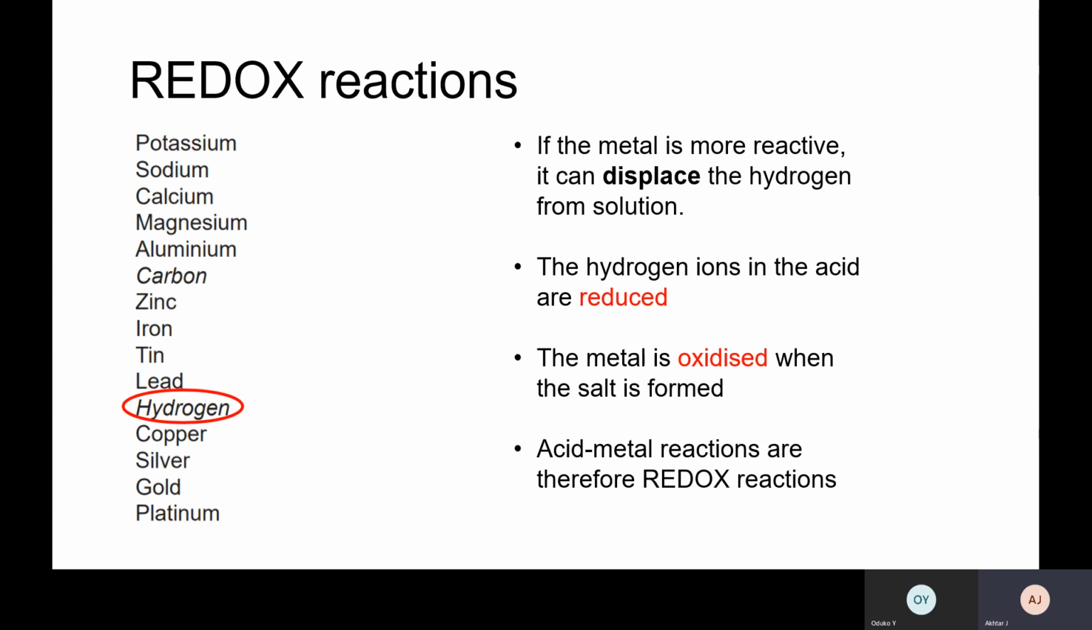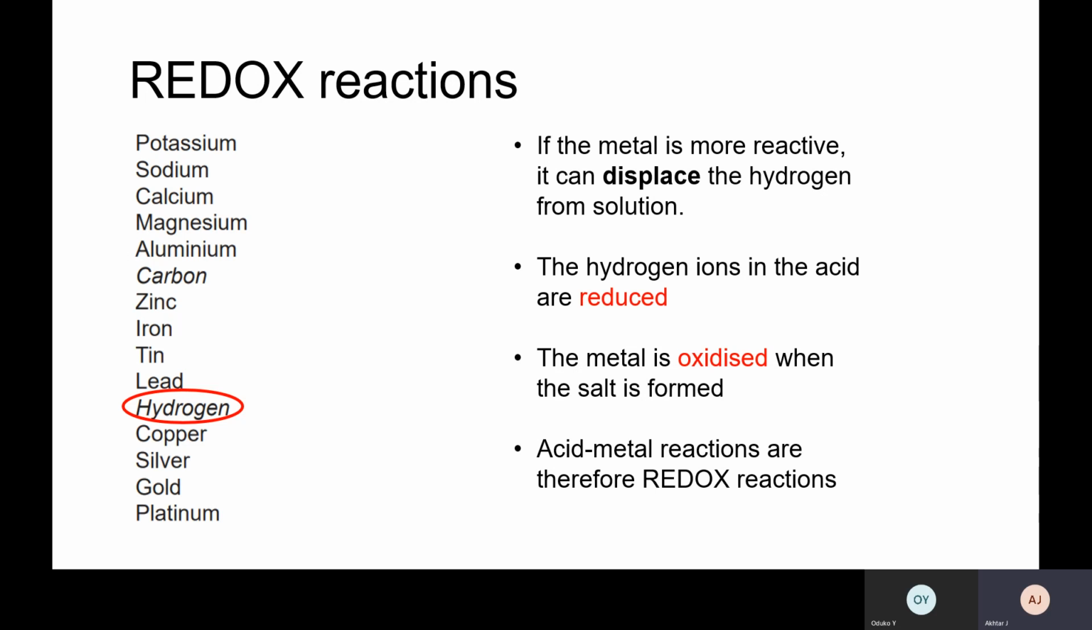Now, essentially, this is a redox reaction. So we said that a salt is formed when the metal is more reactive than the hydrogen in the acid. So essentially, the metal displaces the hydrogen in the solution, and that would mean that the hydrogen ions, the H+ ions, are reduced, and the metal is oxidized when the salt is formed. Okay, so these reactions are redox reactions.